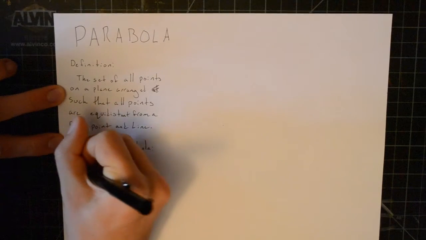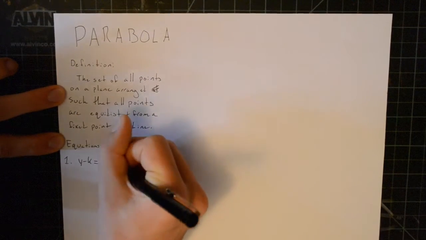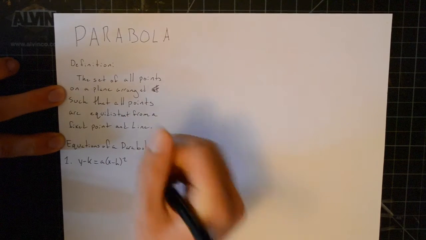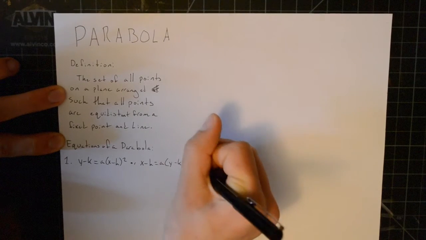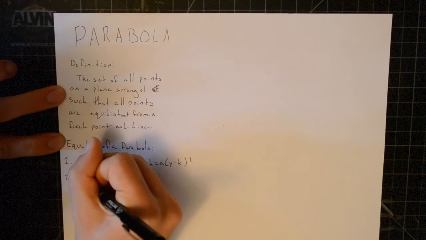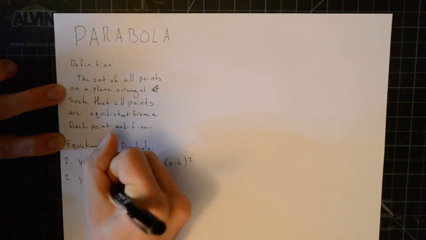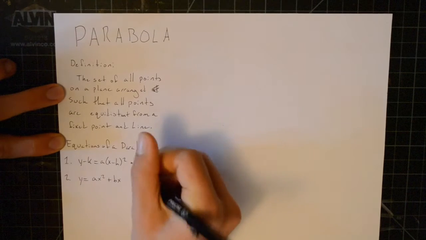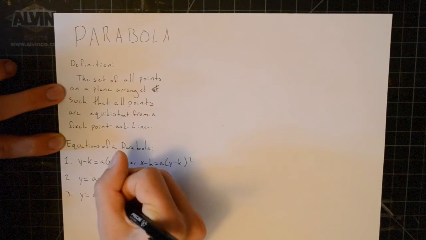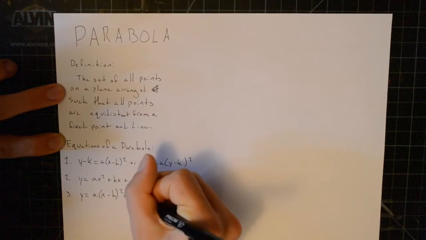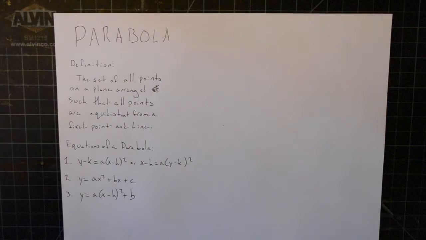For example, y minus k equals a(x minus h) squared, or x minus h equals a(y minus k) squared. The equation shown is often considered to be standard for solving a parabola, and is the simplest to manipulate. Another form of this equation is ax squared plus bx plus c. This equation is sometimes referred to as standard form as well. The first equation depicted can sometimes be written as y equals a(x minus h) squared plus b.